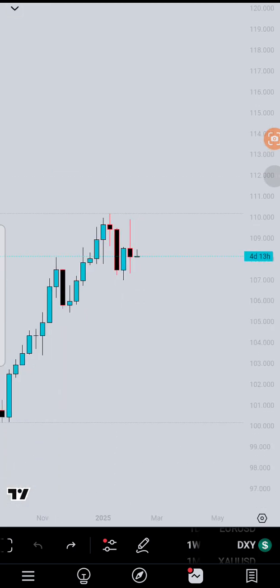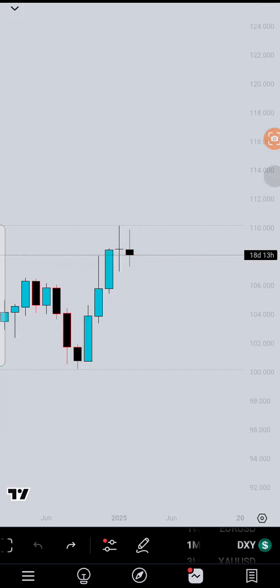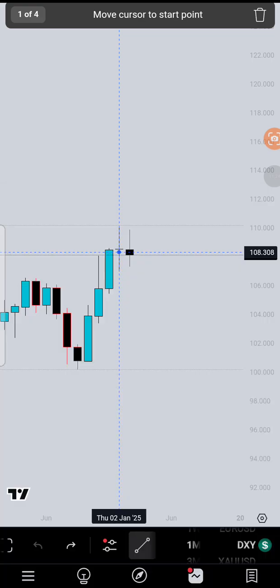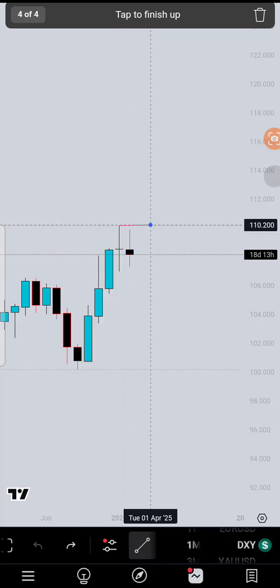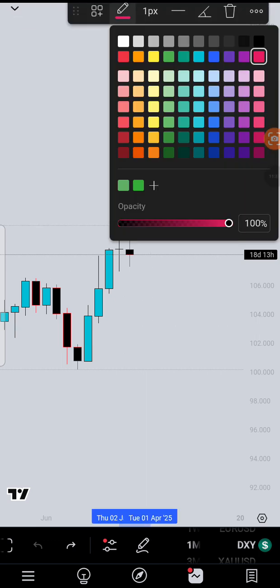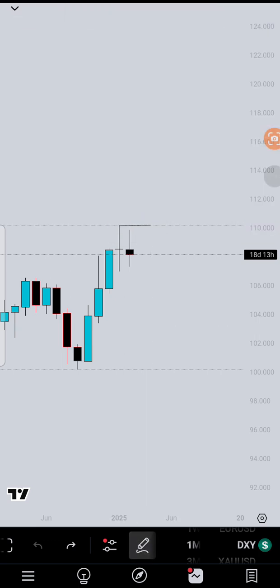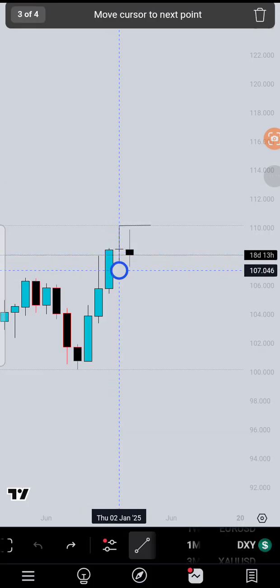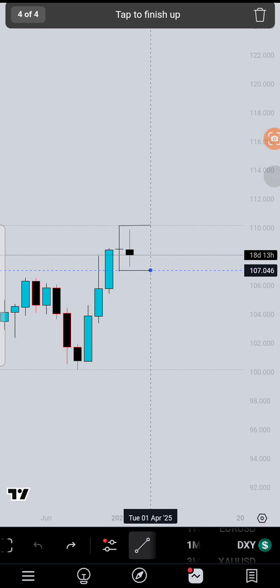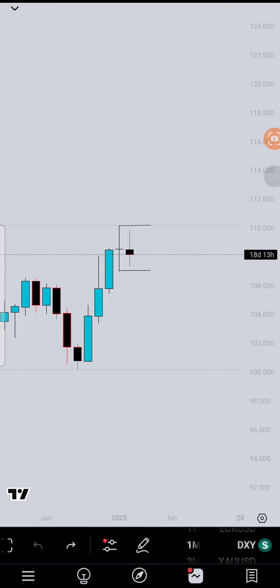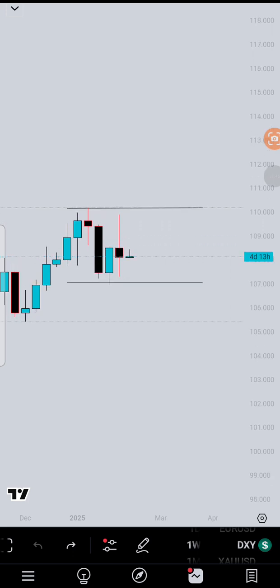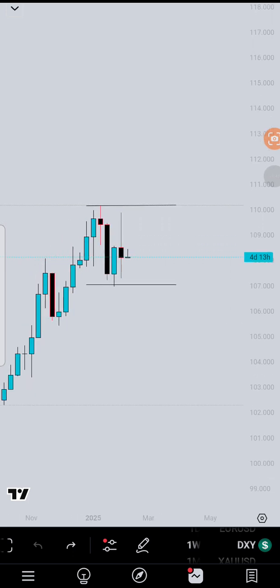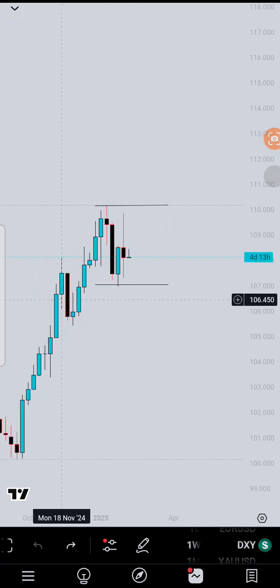For DXY, what we can see is if we go to the monthly time frame, we have the monthly high. Remember, they are negatively correlated. If Euro USD should be dropping, then DXY should be going higher. And also we have the monthly low around that point in time. Then we drop to the weekly time frame. What we can see from the weekly time frame is price has been bullish.